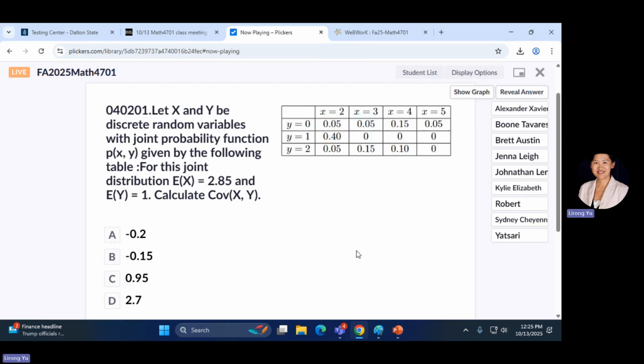Okay, so this was one of the problems using the joint distribution to find the covariance. Covariance is one of the numbers that you have to calculate for correlation. The covariance is equal to the expectation of x times y minus the multiplication of the expectations. The question, we try to make it shorter, so the expectation of x and the expectation of y are already given. So all you have to do is find the expectation of x times y.